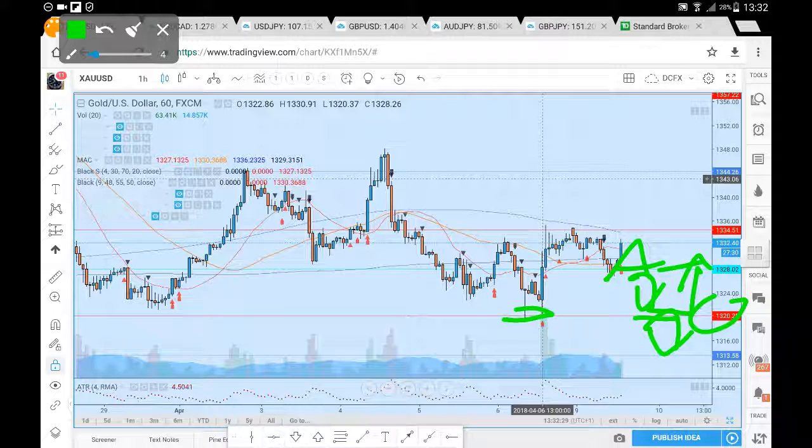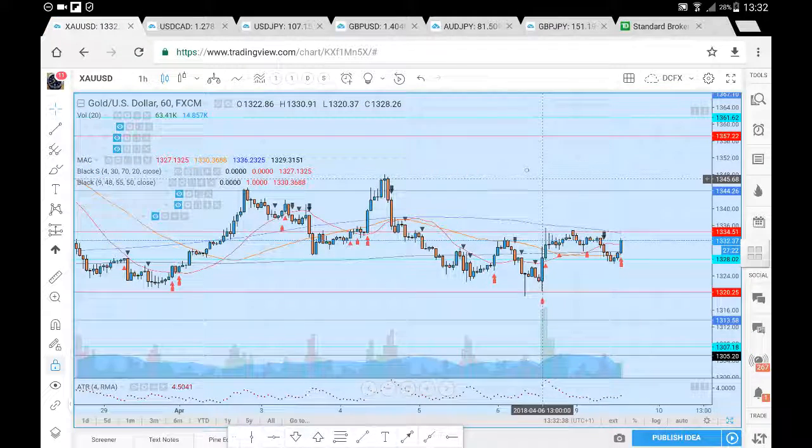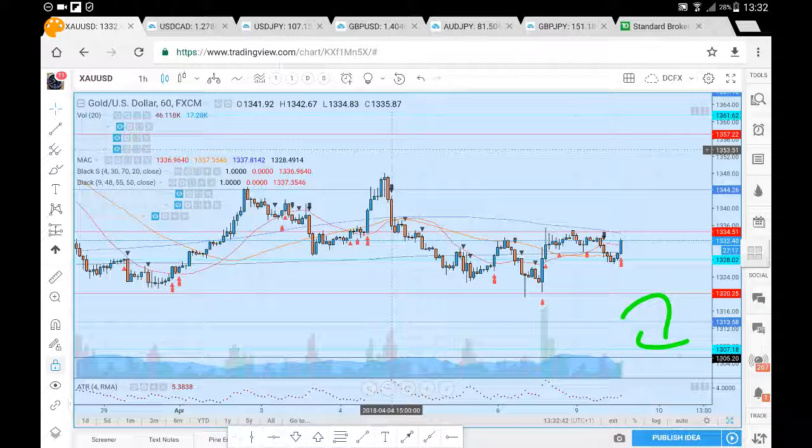If we do break down from 13.20, however, we're then looking for prices to progress down towards that 13.58. Don't anticipate price moving beyond 13.58, but if we did move beyond 13.58, we'll be looking for price to progress down towards that 13.07 and ultimately 13.05, which is a very, very strong level, which we would expect to see a bit of a bounce here in the market.